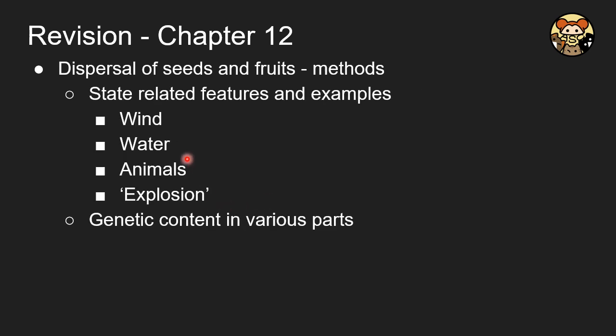So in order to disperse, there are some methods like the wind, water, animals, and explosion. For the water one is the coconut, and then for the animals there are other examples like the banana or apples or orange and so on and so forth. So you have to remember some examples for each method. And then you are also required to understand the genetic content in various parts of it.